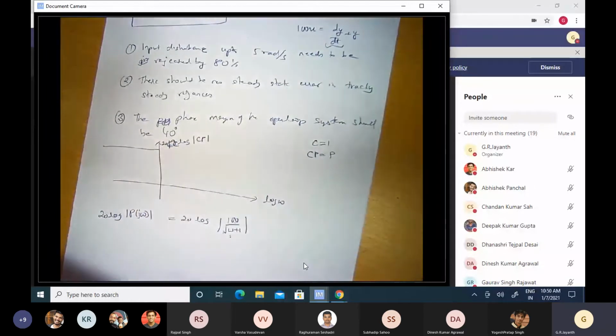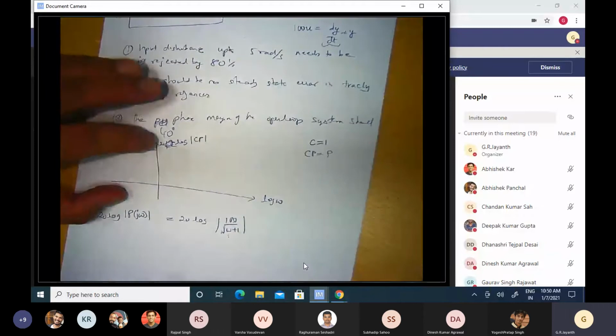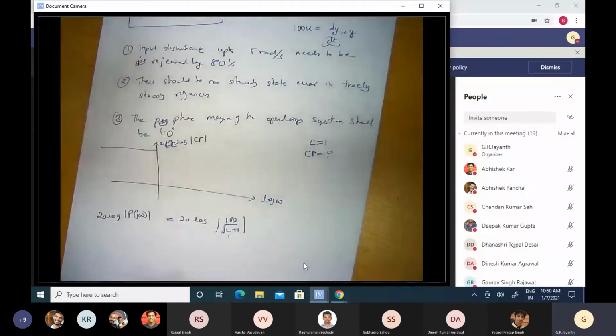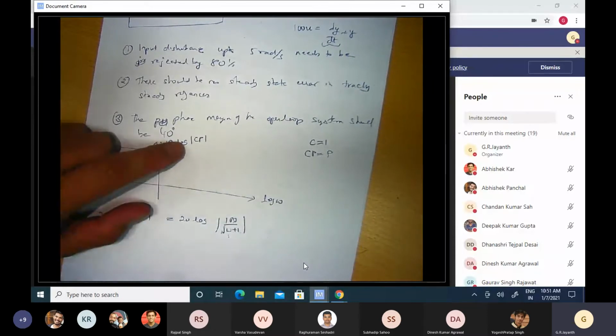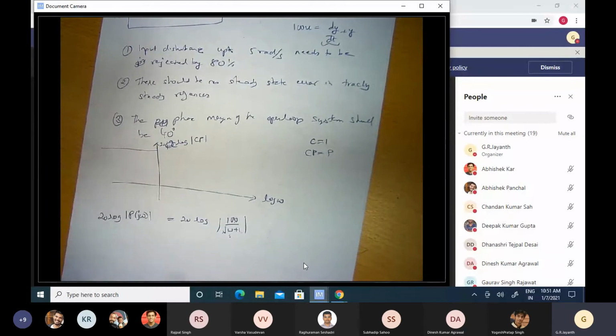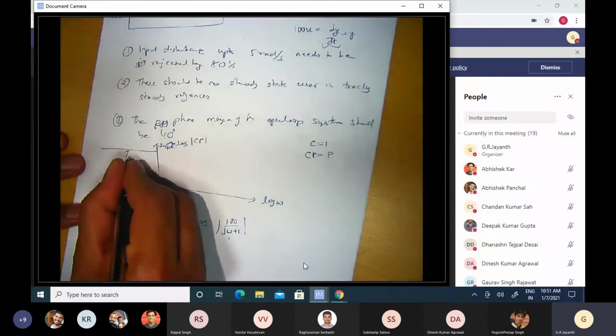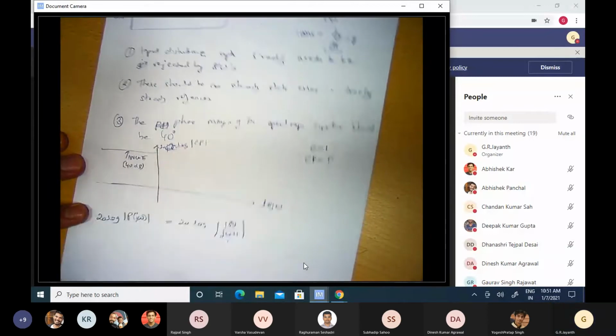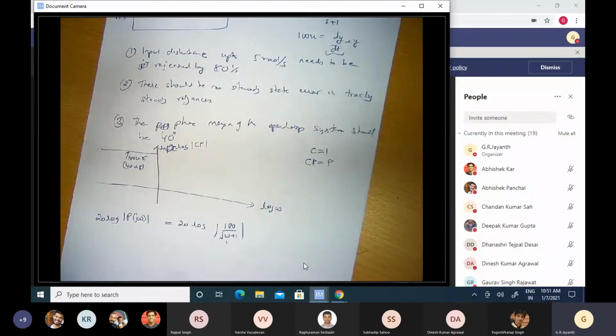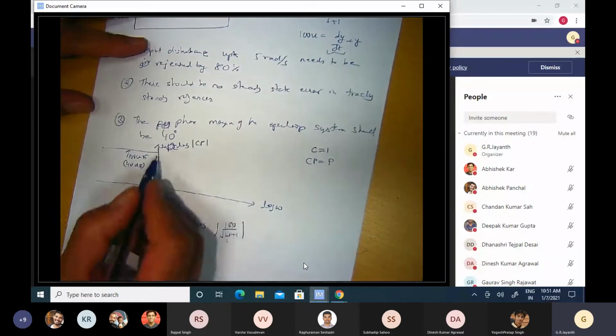In future, I just want to mention one thing. I might drop off the 20 and log and everything, because it is a pain to keep writing 20 log every single time. But when I write something here as a gain, when I say it is 100, I'm actually talking in a Bode plot about a gain of 20 log of 100. So at very low frequencies, the gain is a constant equal to 100 units, or 40 decibels. Now at omega equal to 1, the gain starts to drop, right?